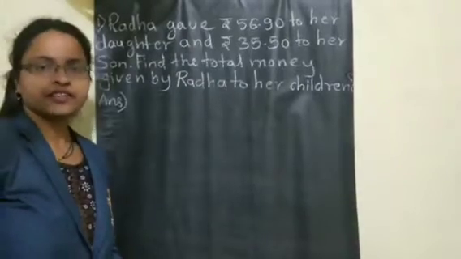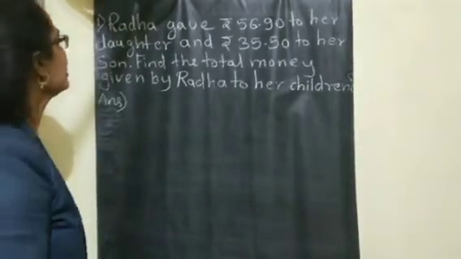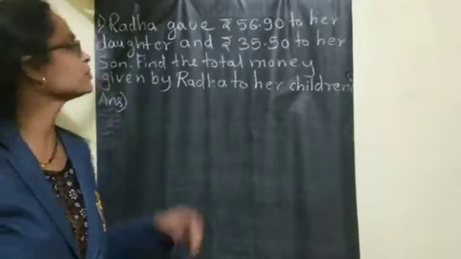Children, in the last session we have seen addition of money. Today, based on that addition of money, let us solve some word problems. So let us take an example and try to understand it. Now children, from the word problem, here is our first example.